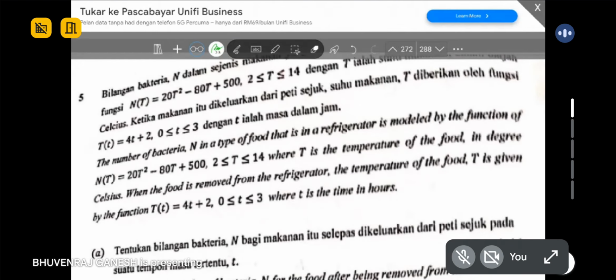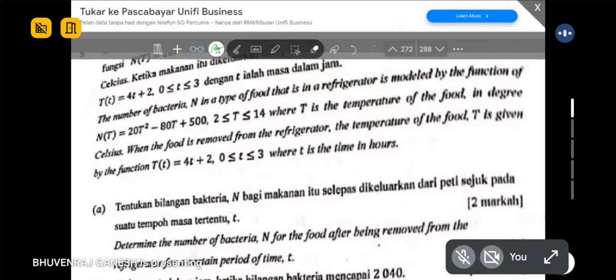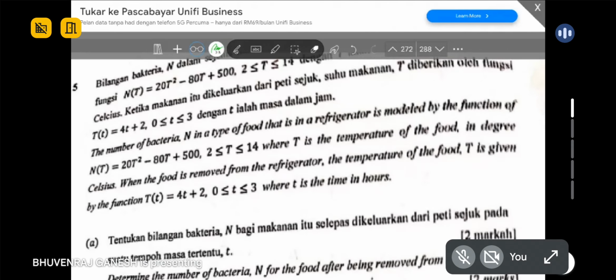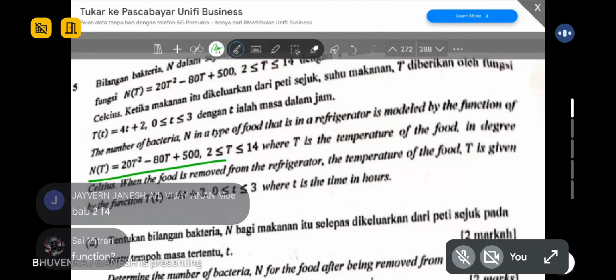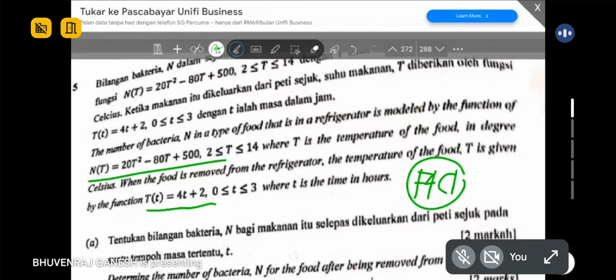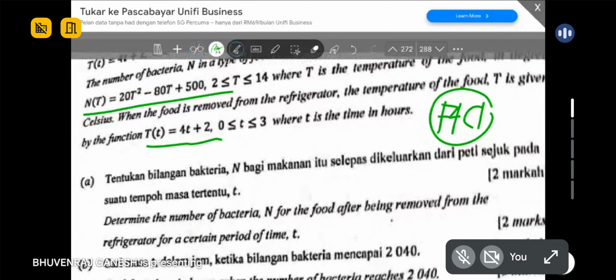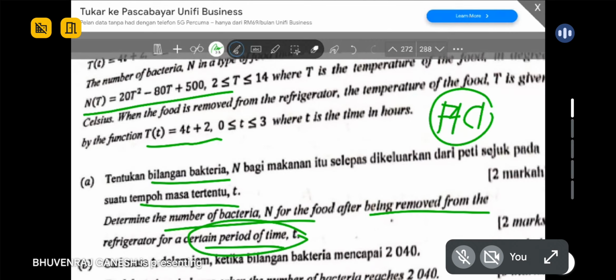So this one. What chapter guys? If you see this question. Apa bab dia? What do you think? This question is from what chapter? You see M(t) equal to 20t squared, T(t). Yeah, this is function actually guys. Form 4 chapter 1. Form 4 bab 1. So very simple. They ask you determine the number of bacteria N, bilangan bacteria, after being removed from a certain time period. So this is application lah guys.